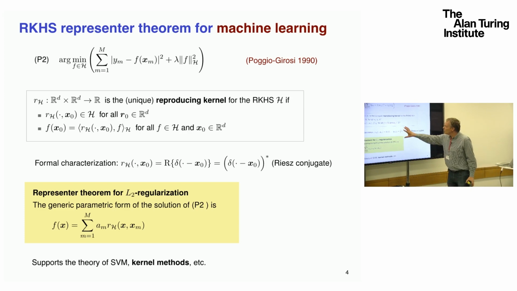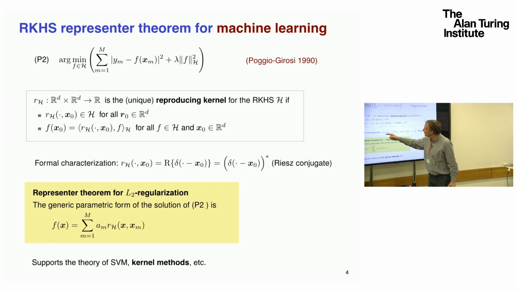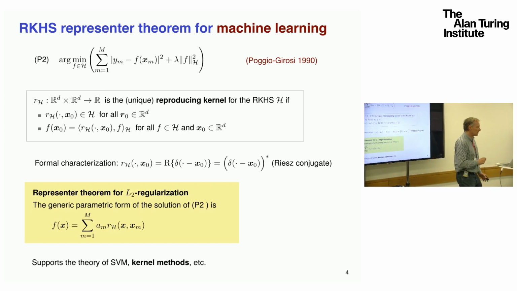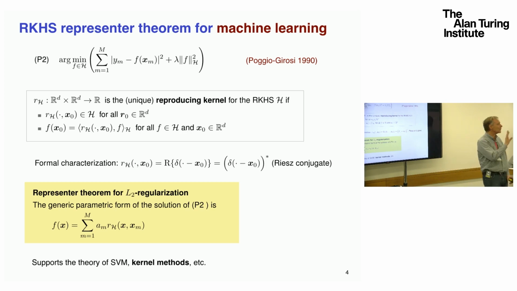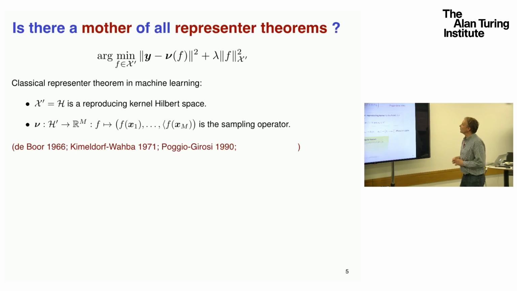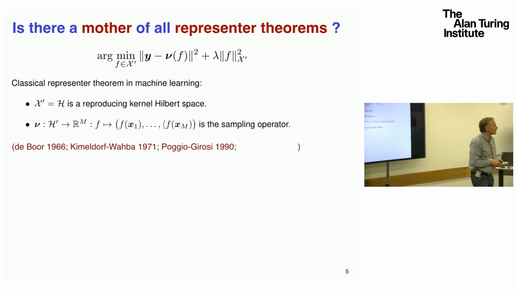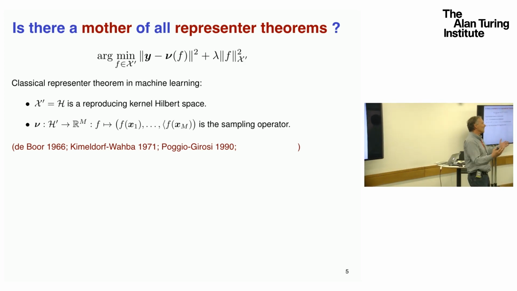Now, the formal structure of this problem is that this kernel here is the representer of the Dirac located at x0. And this star here refers to an operation that's called the Riesz conjugate. But that will be super important in my talk, okay? So is there a mother of all representer theorems? That's a question you can ask yourself.